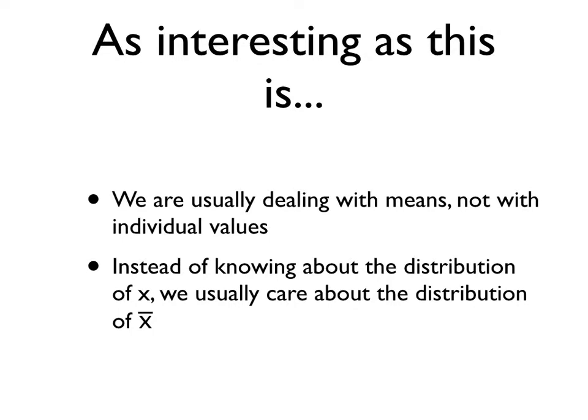Third year. So instead of knowing the distribution of x, we usually care about the distribution of x bar. And I talked a bit about this last time with sampling distributions. I talked about how, even with rolling a die or flipping a coin, the average of the average is distributed normally. Because we're dealing with group means, we care about groups. Individual differences, while interesting, and there's a whole part of psychology about individual differences, that's perfectly fine and dandy. But usually we care about groups.